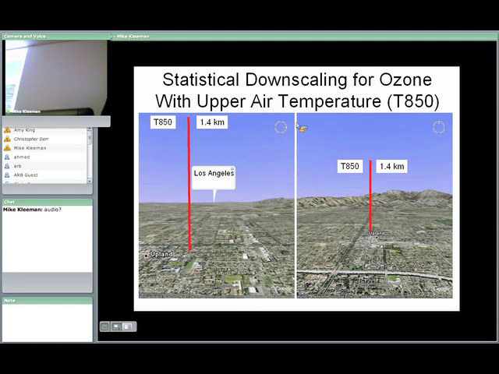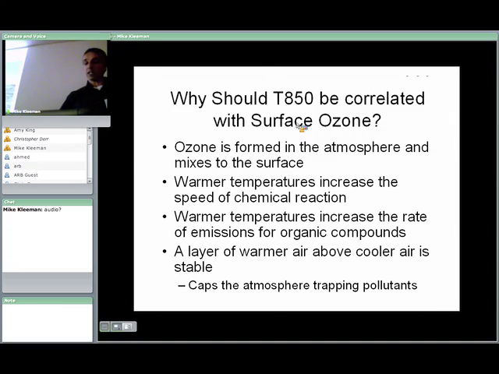We looked at a lot of different climate variables, and what we ended up with was using the temperature at around 1.4 kilometers in the atmosphere as the variable that we want to correlate ozone concentrations against. And this is just a shot of what that looks like at Southern California, looking west, so that's downtown Los Angeles, and then looking north where you are in the atmosphere.